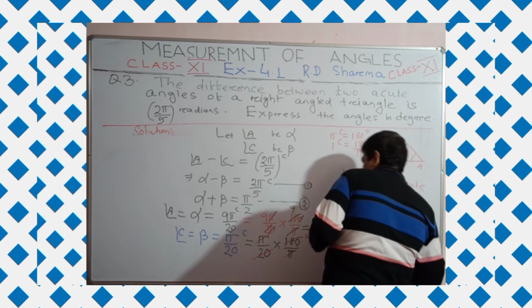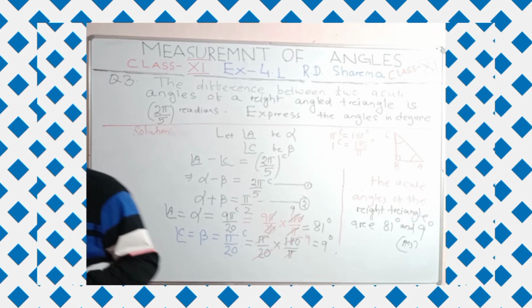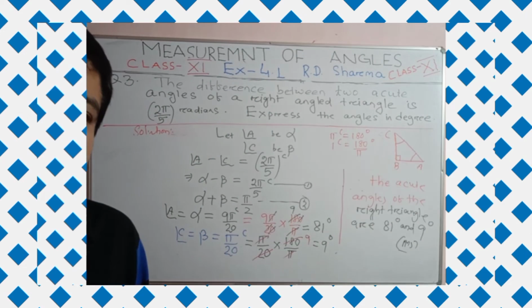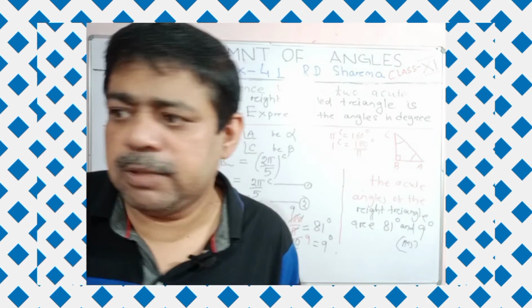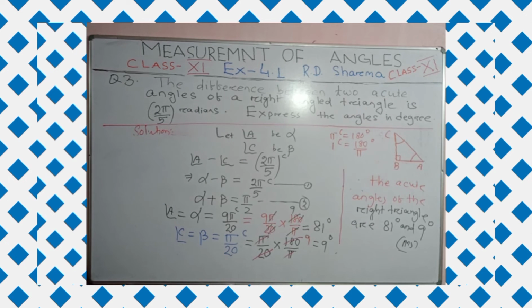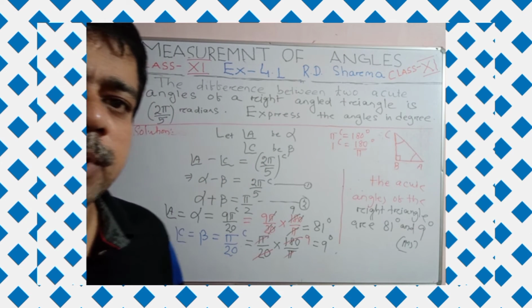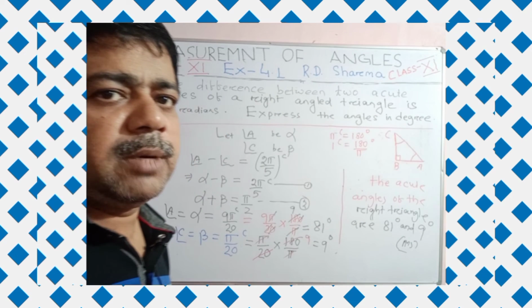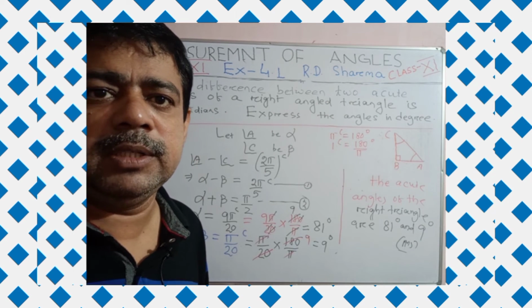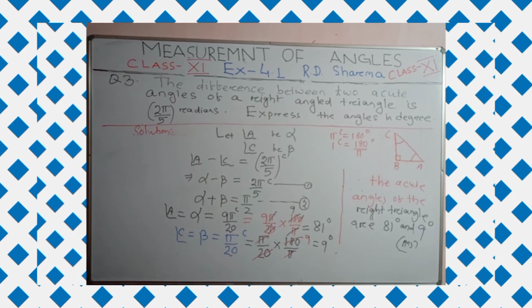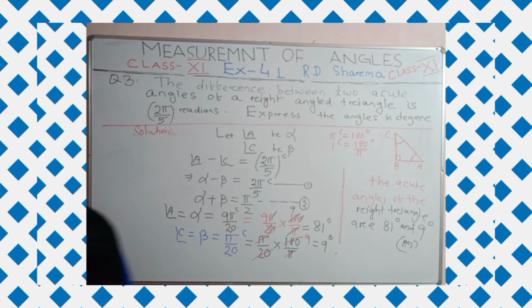This is another interesting problem based on the concept of application of the units of measurement of angles. See here, how you can use the units of measurement of angles while converting one unit to another unit. So this is one of the applications of the measurement of angles using the concept of units of measurement, from radian to degree and degree to radian. Understand? Note down, and you will find similar kinds of problems.